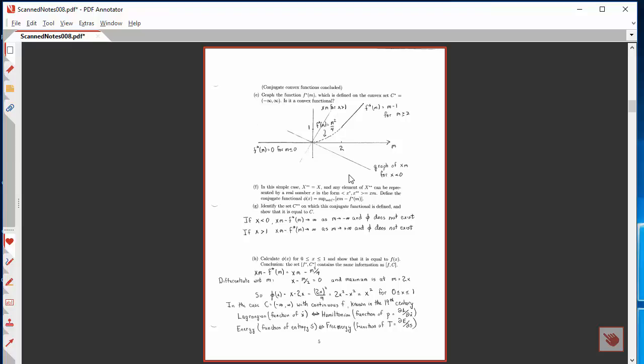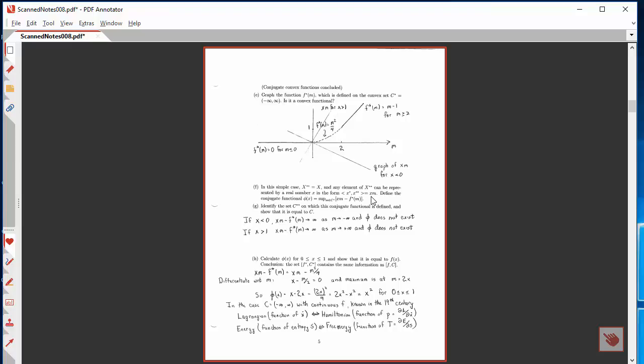Now comes the fun. This is another convex functional, and we're going to take its conjugate convex functional. And the interesting discovery we'll make is that we get back the function x squared that we started with, and we recover its domain. So this is a case where the dual of the dual is equal to the original space, and we can represent any element of x star star simply by a real number.